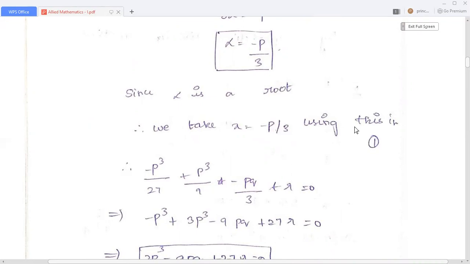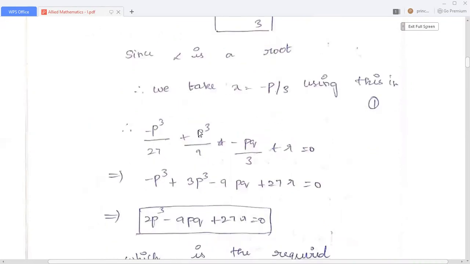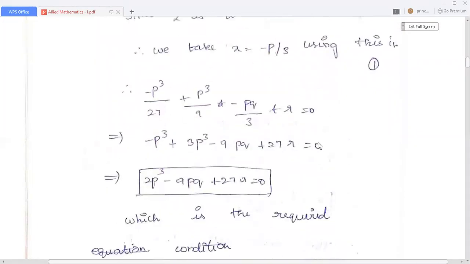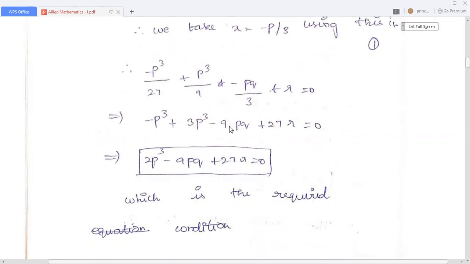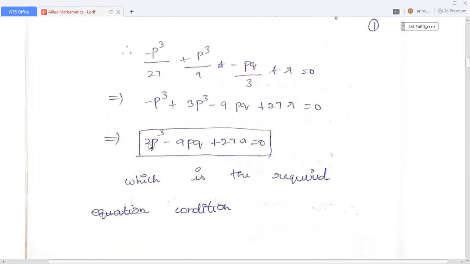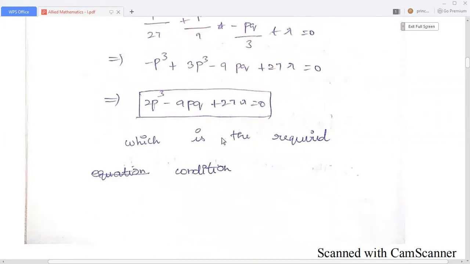Using this result in equation number 1, we get this equation, that is minus p cube by 27 plus p cube by 9 minus p cube by 3 plus r equal to 0. When you simplify this, we get minus p cube plus 3p cube minus 9p cube plus 27r equal to 0. So we write this in order. That is 2 p cube minus 9pq plus 27r equal to 0, which is the required condition.